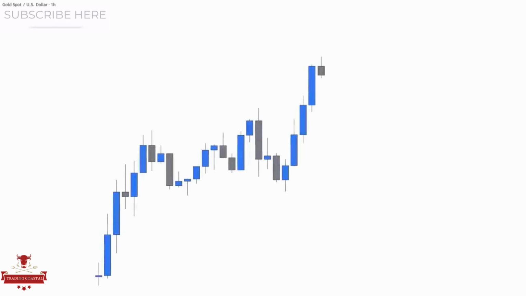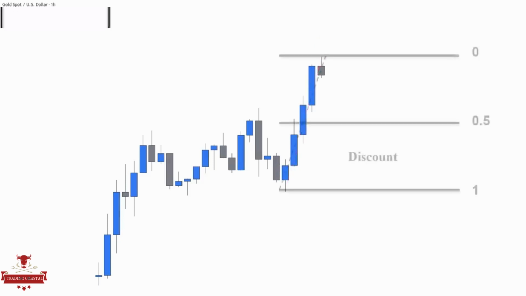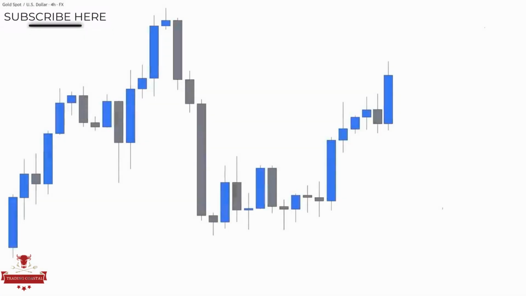Here on the 1 hour time frame, we have an obvious uptrend. This is our latest impulsive move, and as long as we stay above this swing low, we are still in an uptrend. So right now, if the market pulls back to the discounted area, it would be a great opportunity to enter a long position. But before placing any trade, let's check the higher time frame to see the bigger picture.